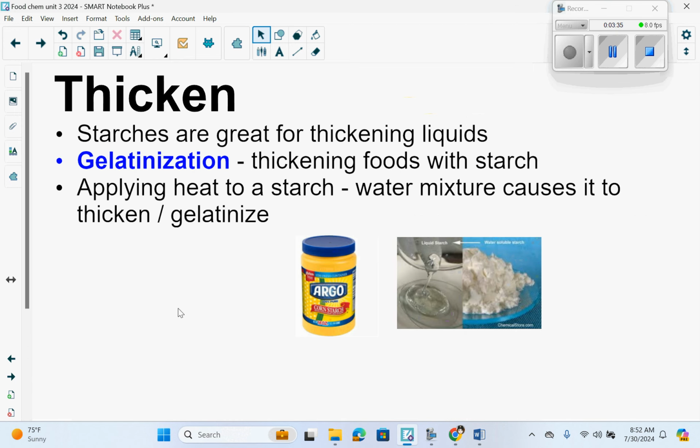Thicken. Starches are great for thickening liquids. Gelatinization is thickening foods with starch. Applying heat to a starch-water mixture causes it to thicken and gelatinize. You can see right here.